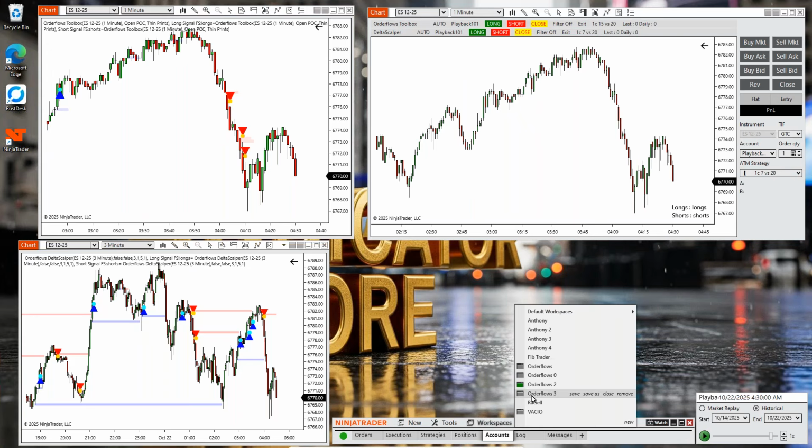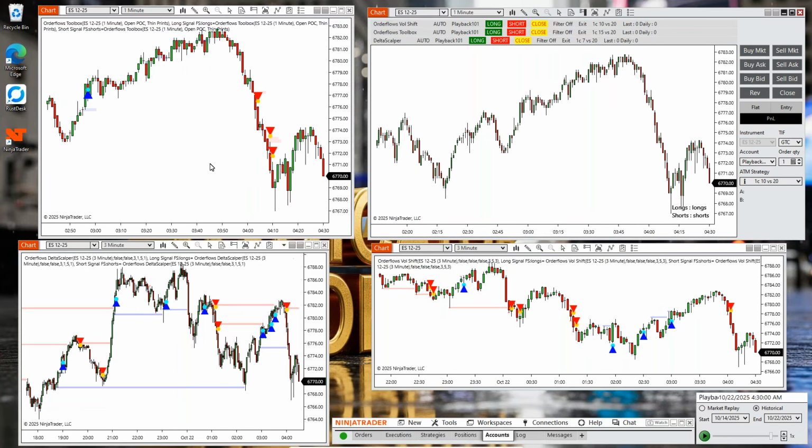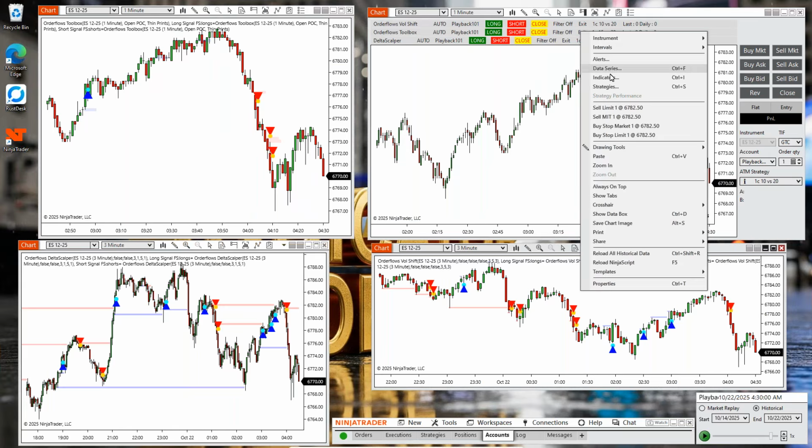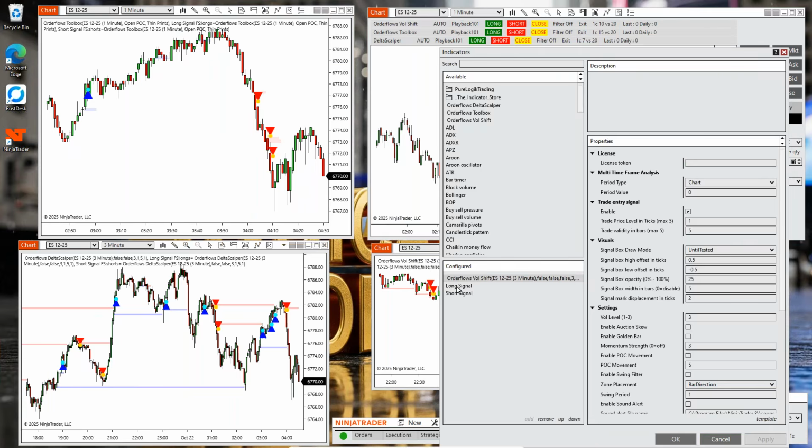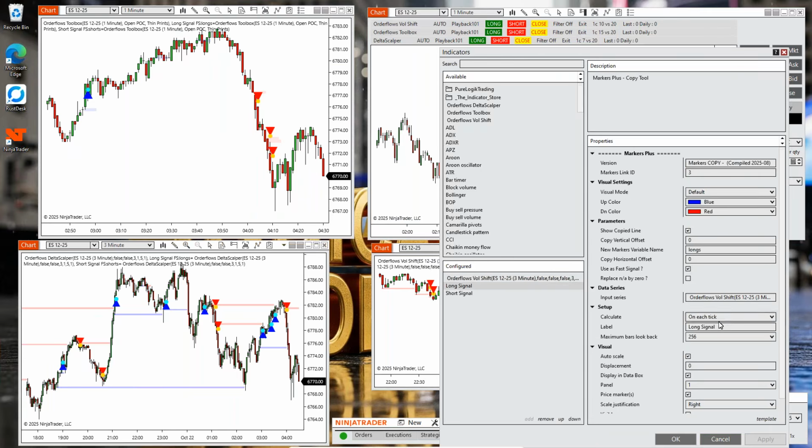And we can continue. Here we have the 3 setups that Mike shared with me: the order flows volume shift, the order flows toolbox, and the delta scalper. All of them are doing a copy of the long and the short signal with the same name. The only difference is the link ID. Okay? Here the link ID, I guess it is 3. No? Yes, 3. And the names are always longs and shorts.